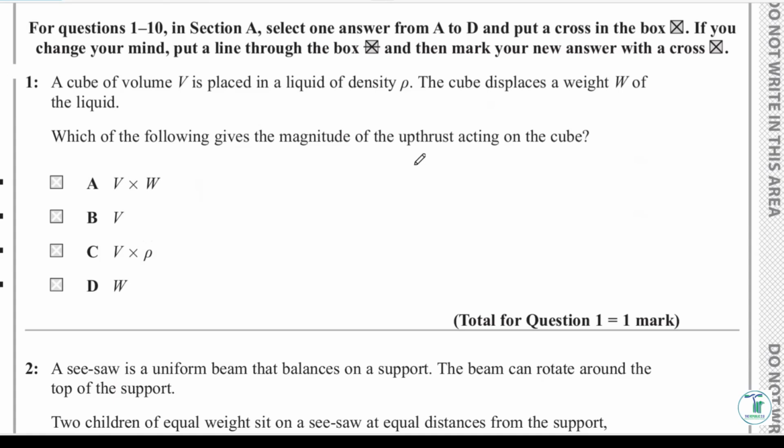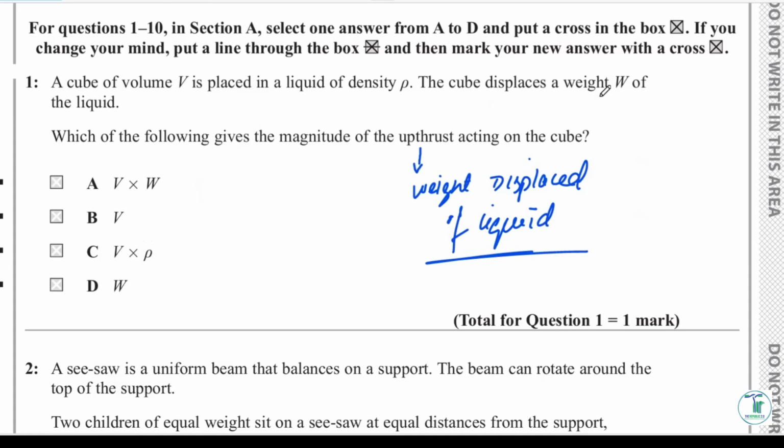If you have done chapter number 2, you must know that the upthrust acting on a body is an upward force exerted by a liquid onto a body. And that would always be equal to the weight displaced of the liquid in which you have immersed the body. So you can see that the weight of the liquid which was displaced was W. So what does that mean? That the upthrust would also be equal to W. So that is going to be the right answer.